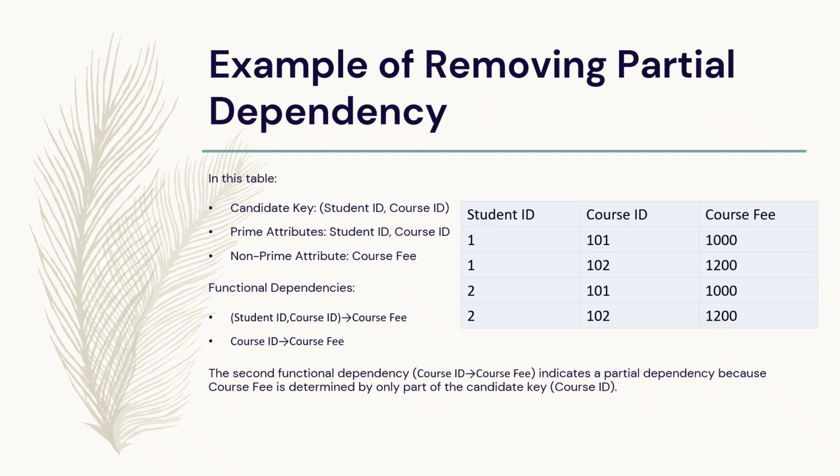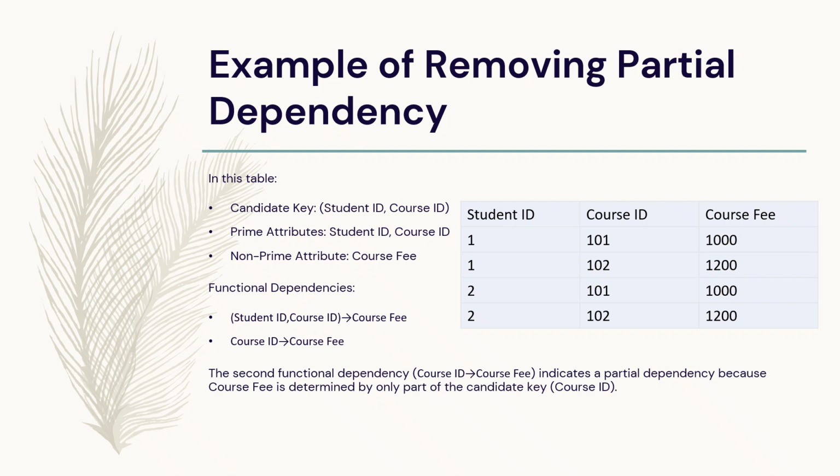Let's see an example for removing partial dependency. Consider the given table. Here we have student ID, course ID and course P columns. First we need to identify the candidate key. In this table, student ID and course ID together form the candidate key. The prime attributes are student ID and course ID. Then the non-prime attribute is course P.